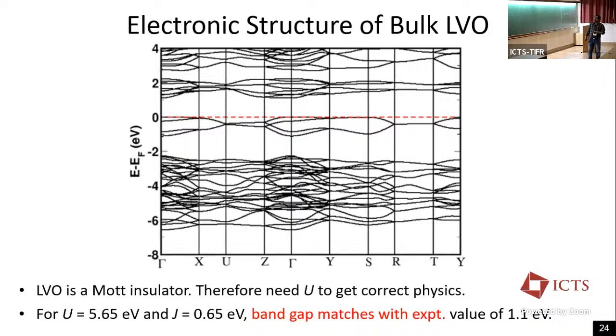So we have implemented the DFT+U calculations, and we have seen that with these combinations of U and J, you get a band gap which matches the experimental value of 1.1 eV. You can see a completely filled lower Hubbard band and a completely empty upper Hubbard band in this Mott insulator. So bulk LVO is also an insulator.